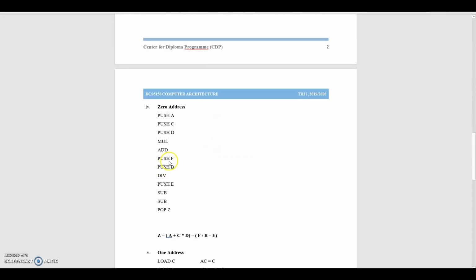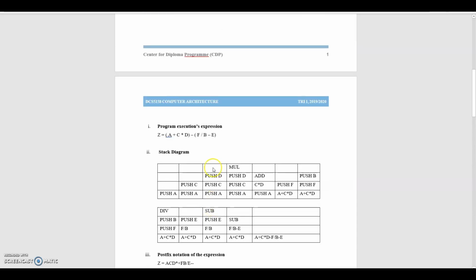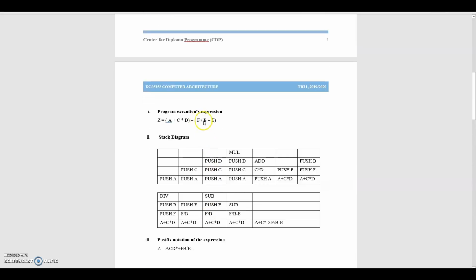Next, we will push F, push B, division, push E, and subtract. As you can see here, F and B, but we didn't push all the way until E. We push F and B first because we want to do division, and then we push E to subtract. So we push F, push B, and then we divide. So we get F divide B. Next we push E, and then we subtract. F and B will subtract above.